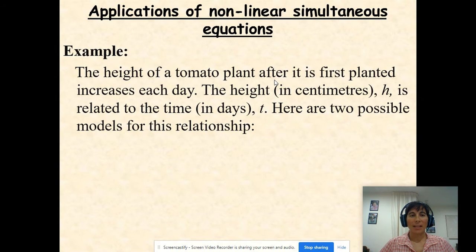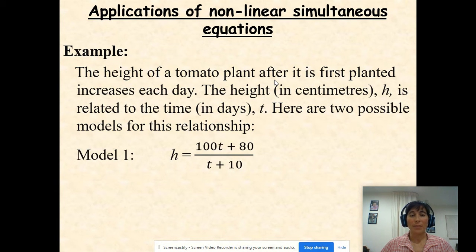Example. The height of a tomato plant after it is first planted increases each day. The height in centimetres, h, is related to the time in days t. Here are two possible models for this relationship. Model 1. The height is equal to 100t plus 80, all divided by t plus 10. Or Model 2. The height is equal to 2t plus 8.